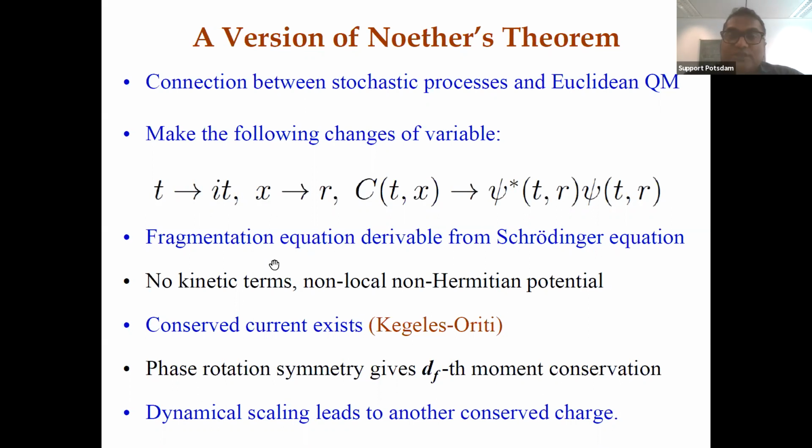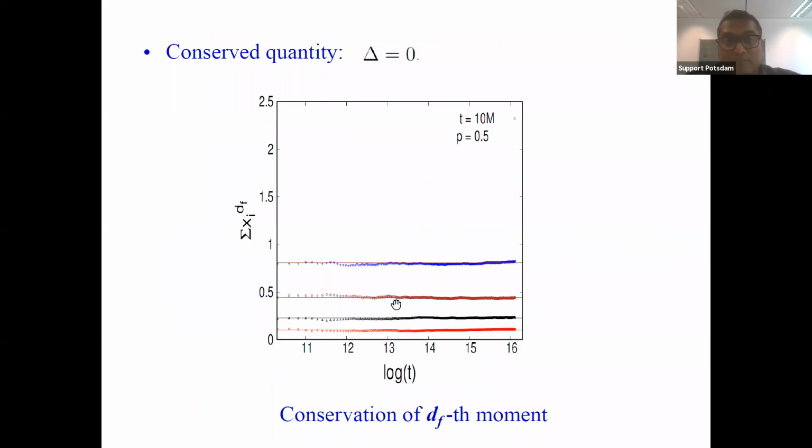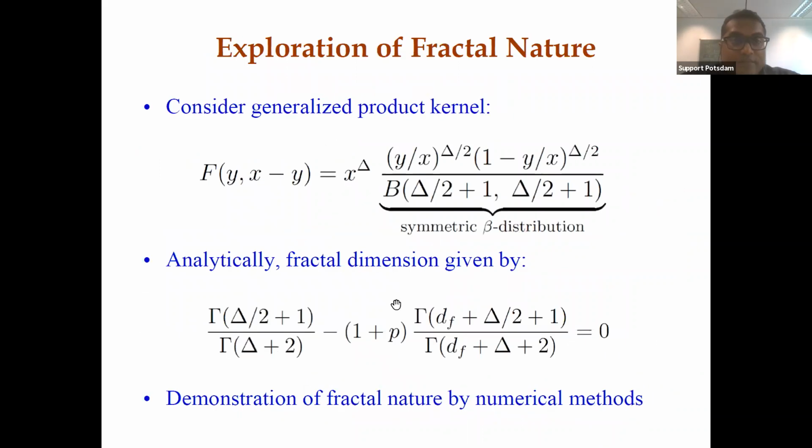But this Schrodinger equation is a radial Schrodinger equation which has no kinetic terms. I'm saying it has no kinetic terms, and it has a non-local, non-Hermitian potential. That's kind of strange. So, as I said, stochastic processes can be mapped to quantum mechanics, and of course there exist processes in which you get the Schrodinger kinetic term, but those terms involve diffusion, like in the Fokker-Planck equation. So we don't have a diffusion term in the fragmentation equation, right?